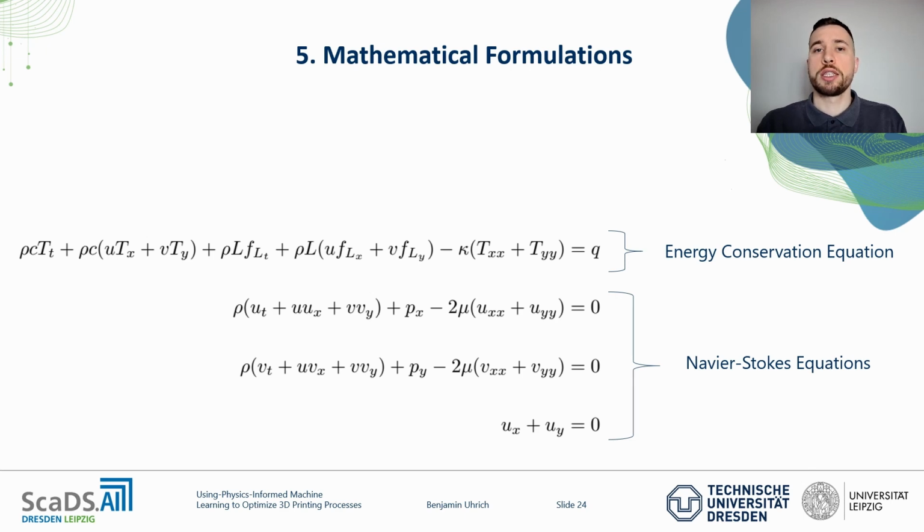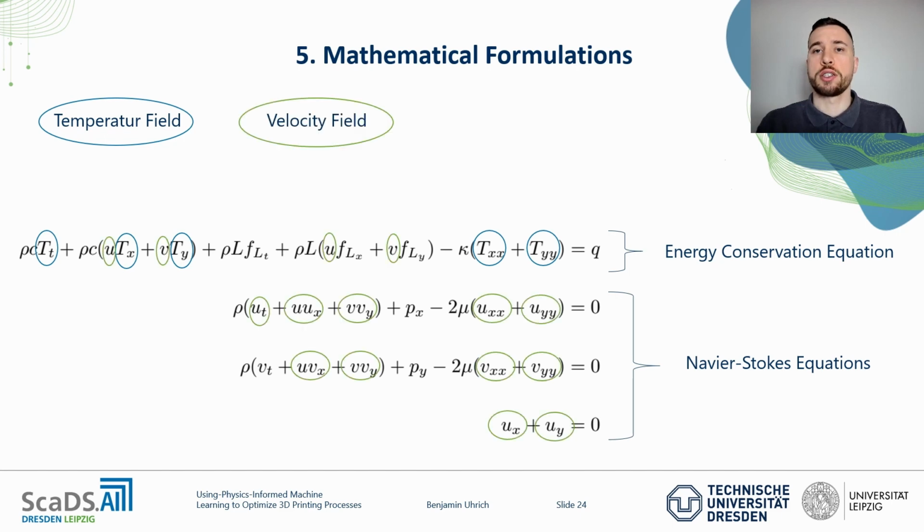A heat model that takes into account both heat conduction and heat fluid flow can be described using the energy conservation equation and the popular Navier-Stokes equations. T describes the temperature field. Within the flow, there is a certain velocity and a certain pressure at every point. These velocity fields or pressure fields are described with U or V and P respectively. Furthermore, we need an energy source. In our case, this is the laser.